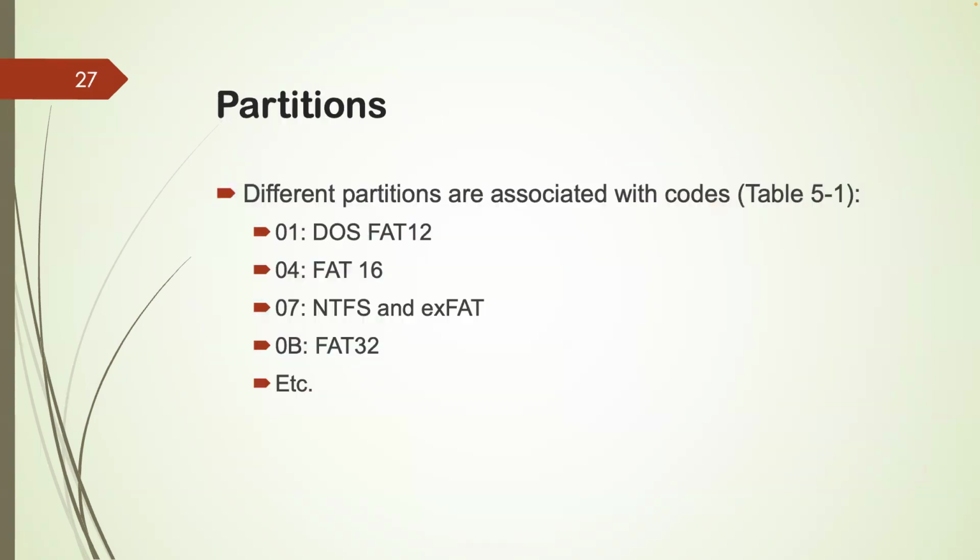Alrighty. So different partitions and the different file systems that you can have, they have different associated codes. For example, FAT12, the code is 1, FAT16, the code is 4, NTFS and exFAT have the code of 17, FAT32 is 0B, and so on. The different versions of file systems that we see have their own unique codes that can be used to identify those particular file systems and partitions.